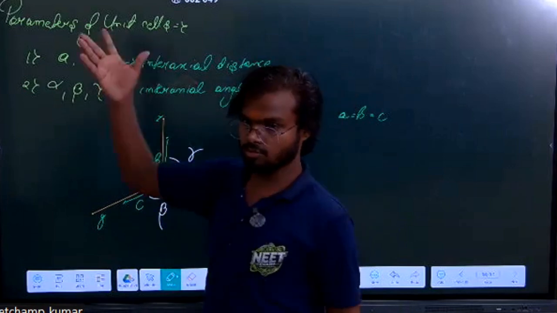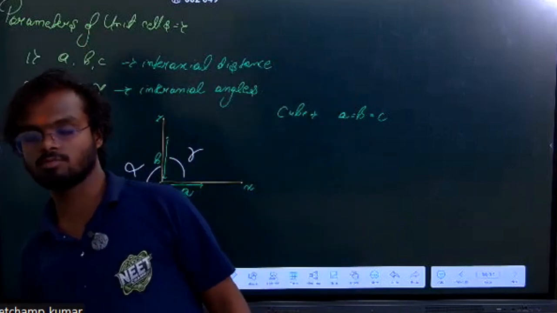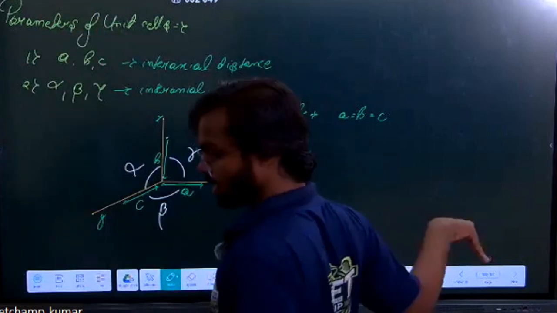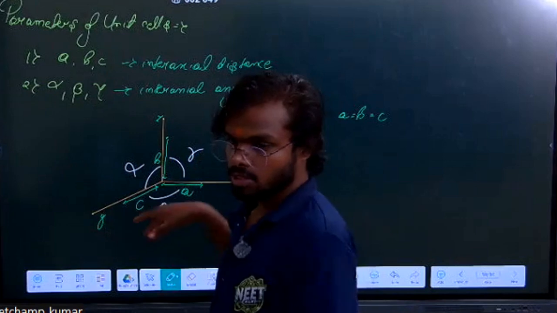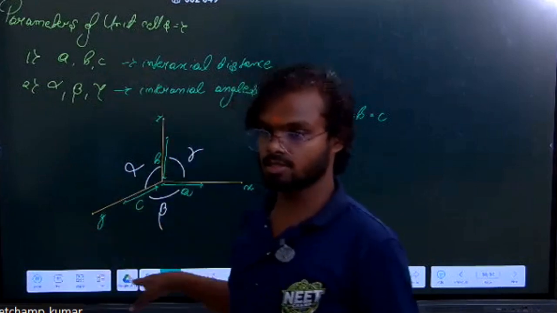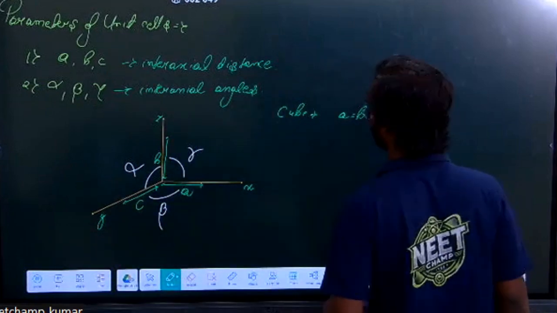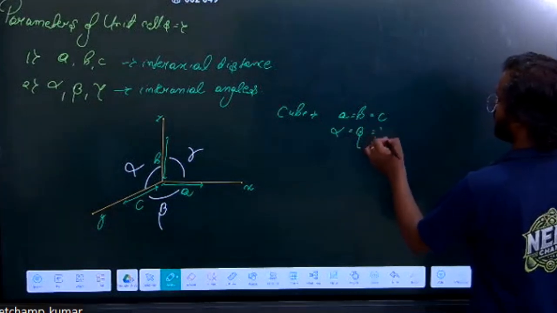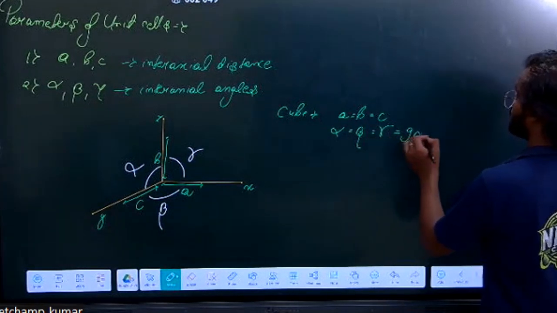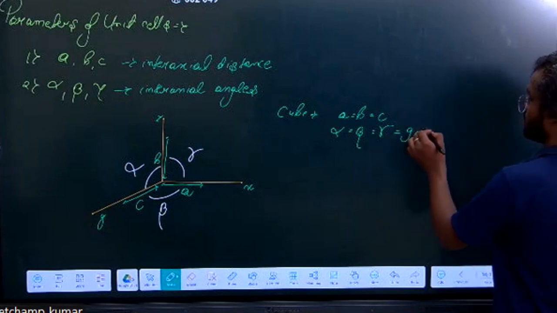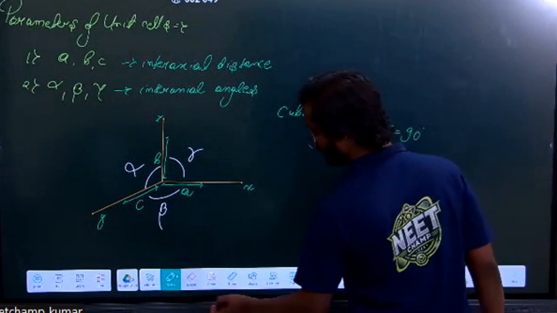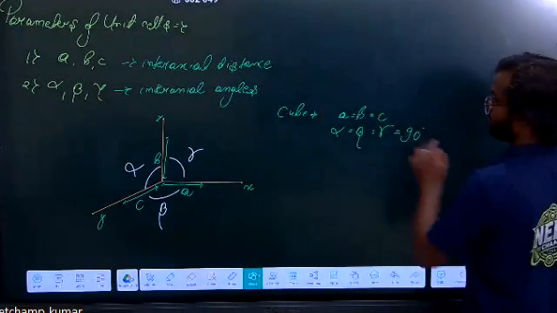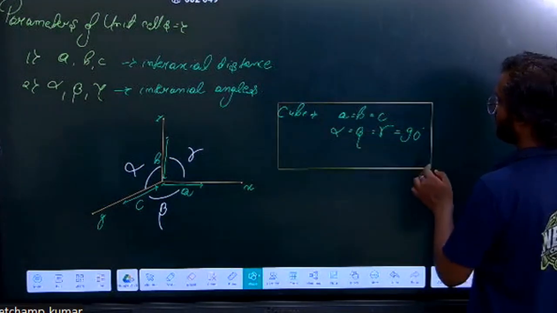If you imagine your room, this is my a, this is my b, this is my c. All sides are perpendicular to each other, making 90-degree angles. So I can say alpha is equal to beta is equal to gamma is equal to 90 degrees. This is one example of how we design a different geometry with these parameters. I hope you are able to connect it.